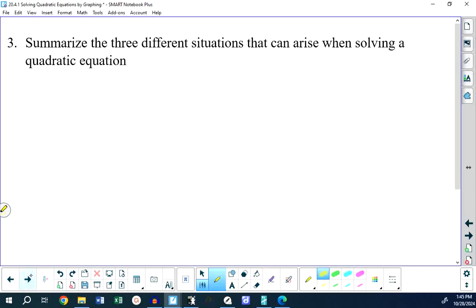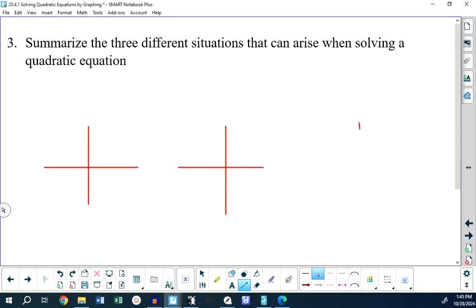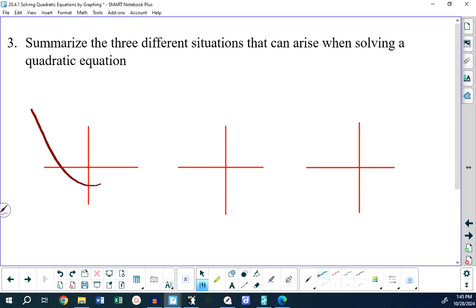I think you get the gist of solving these graphically. Summarize the three different scenarios that can arise when solving something graphically. Well, looking at the graphs, a parabola can have 2 x-intercepts. A parabola can have no x-intercepts. Or a parabola can have 1 x-intercept. And there's other variations to this. These are just parabolas that open up. What does that mean? It means quadratic equations can have 2 solutions, 1 solution, or no solutions.